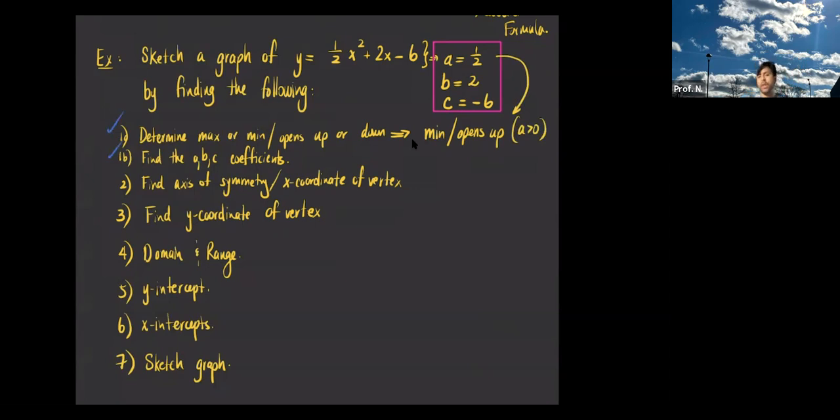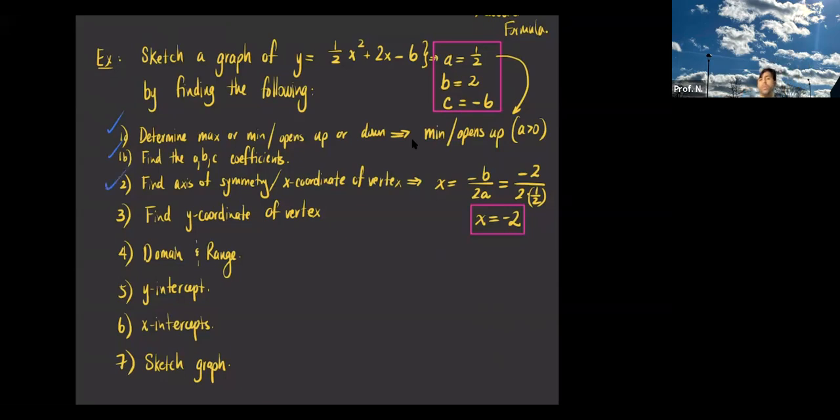Now, what's the axis of symmetry? In other words, what is the x-coordinate? What must we do? Use the formula, right? x equals -b/2a. I know what my a value is. I know my b value. So this is -2 divided by 2 multiplied by 1/2. Be careful. It's 2 multiplied by 1/2. 2 times 1/2 is 1. And so we get that x equals -2. So what we found is the x-coordinate of the vertex, also known as the axis of symmetry. Done.